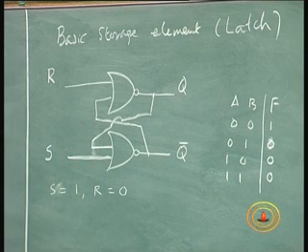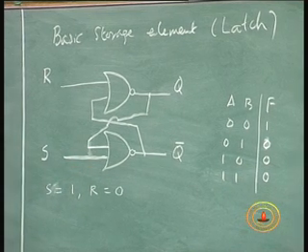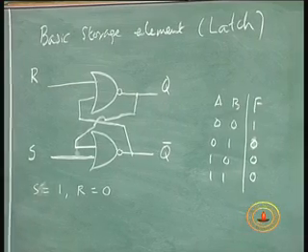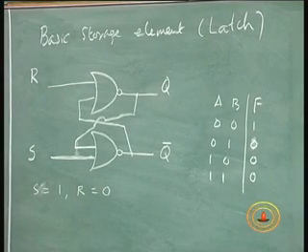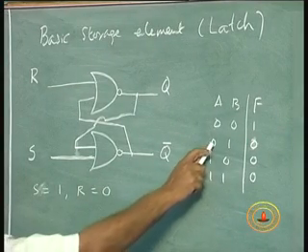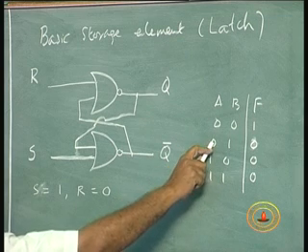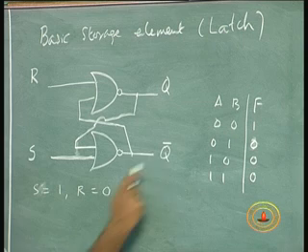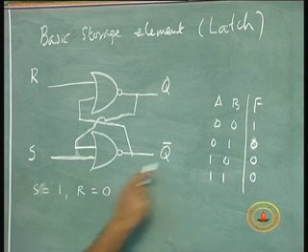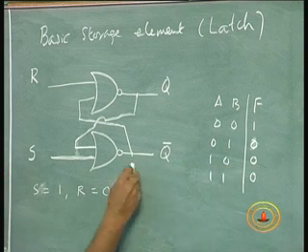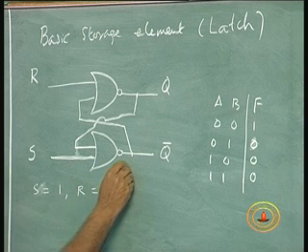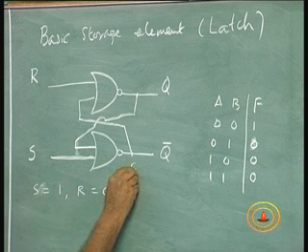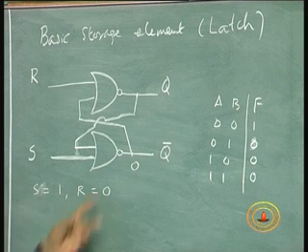The complement of R, is it not? NOR is a complement of R. Now, as long as one of the inputs is 1, the output of that gate has to be 0. So, when S is equal to 1, this gate has to have an output of 0, right.